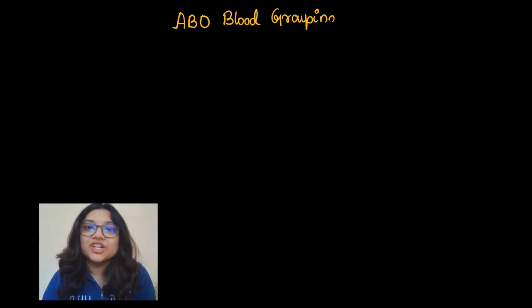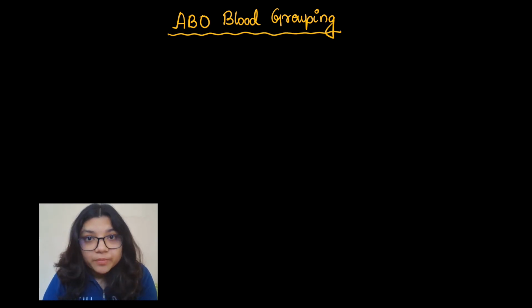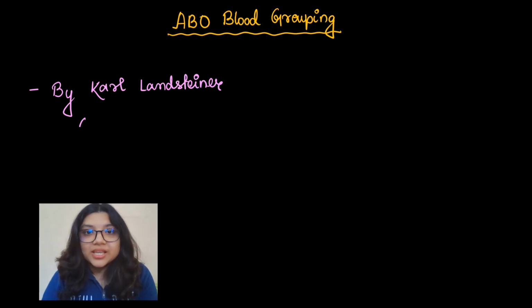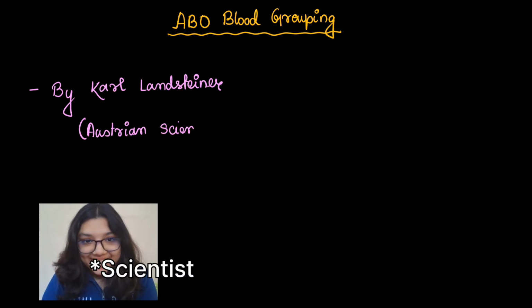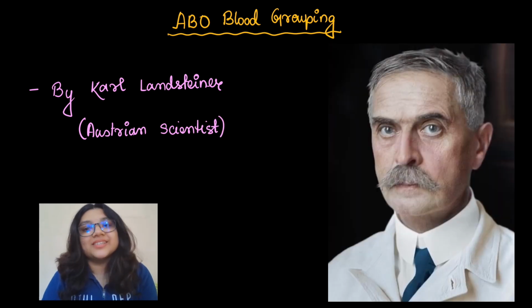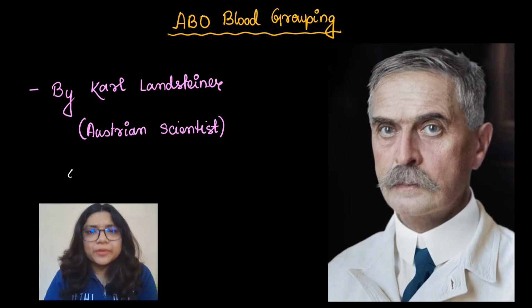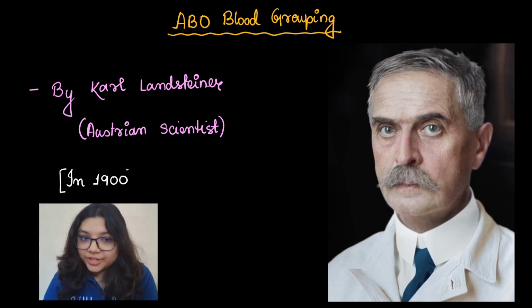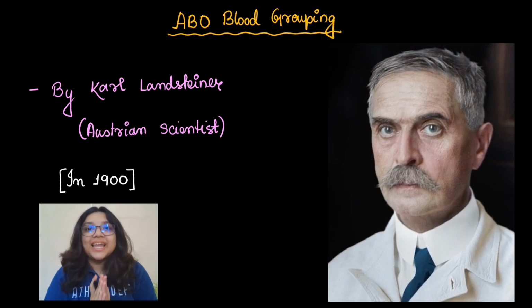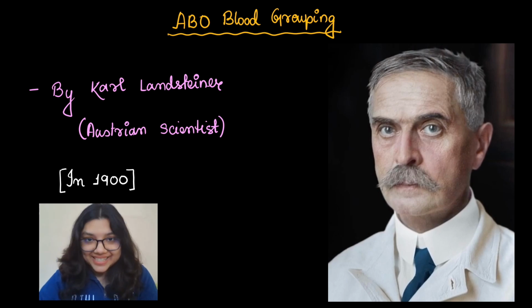Today's topic of discussion is the ABO blood grouping system. This system of blood grouping was invented by Karl Landsteiner. Karl Landsteiner was an Austrian. As you can see in the image, this is Karl Landsteiner, and he discovered this ABO system of blood grouping by a series of experiments approximately in 1900. So in this lecture, let us understand the different concepts related to the ABO blood grouping system.